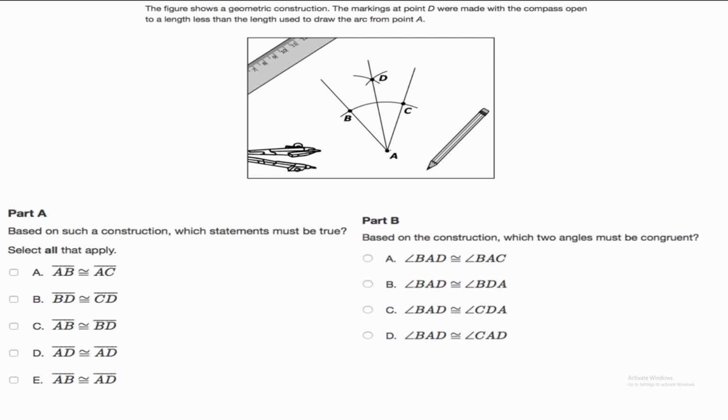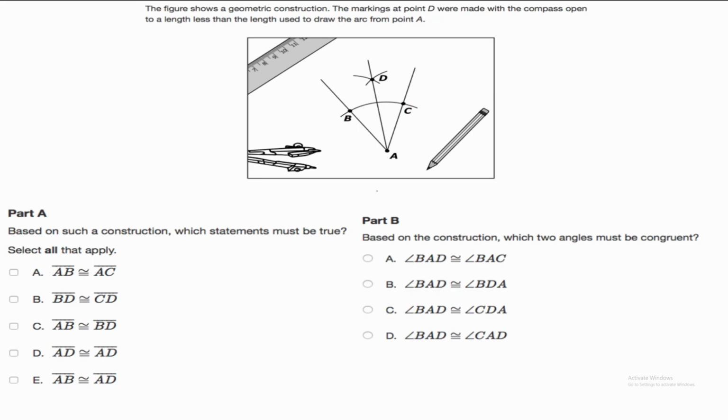So remember, he put point A, drew this one big arc that gave me B and C. Use that to draw the arcs to get the intersection point for D. Then you draw the line AD, right? It says, based on the construction, which statements must be true? Select all that apply. AB is congruent to AC. AB and AC. Well, if you notice, this arc is the same here, right? So this first arc is the same.